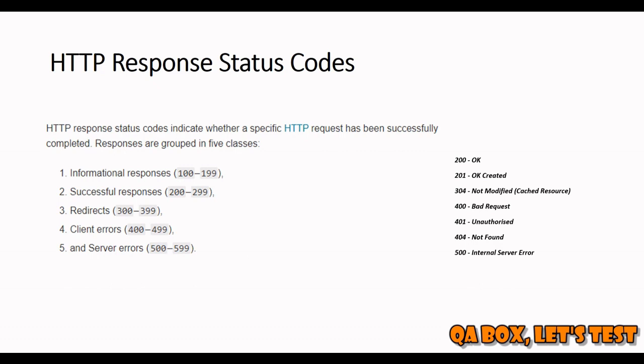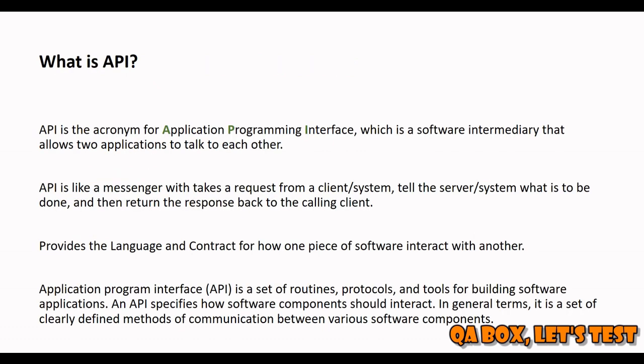Now, what is API? API is the acronym for Application Programming Interface, which is a software intermediary that allows two applications to talk to each other. API is just like a messenger which takes a request from one client and sends it to the server, and informs what is to be done, and then returns the response back to the calling client.